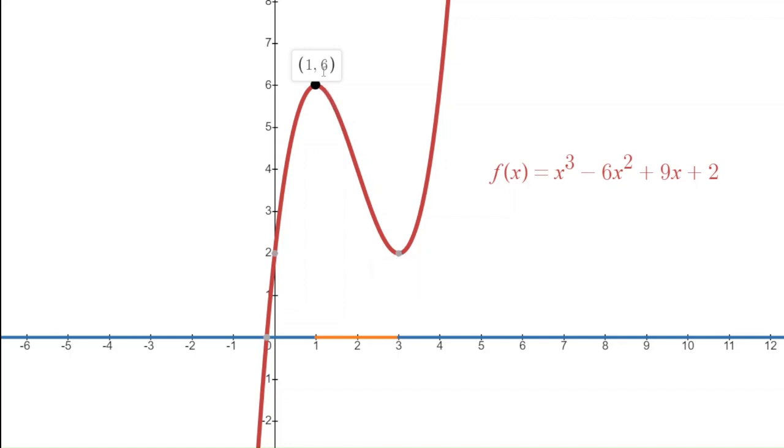Now, how could we find those numbers 6 and 2? Well, we basically just plug our 1 and 3 into the original function f. You don't plug them into f prime because f prime of those numbers is going to be 0, but you plug them into this function. So if we look at f of 1, if we plug in 1 everywhere we see an x here, we're going to get 6. You can try it for yourself. If you plug in 3 everywhere you see an x here, it's going to give you 2 as a result.